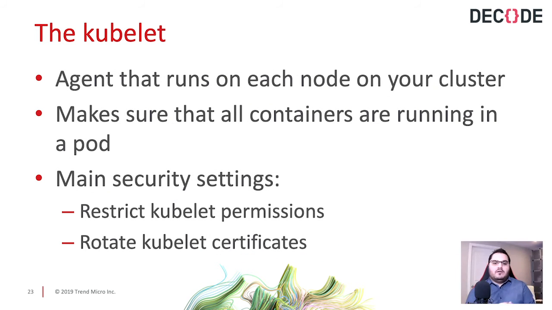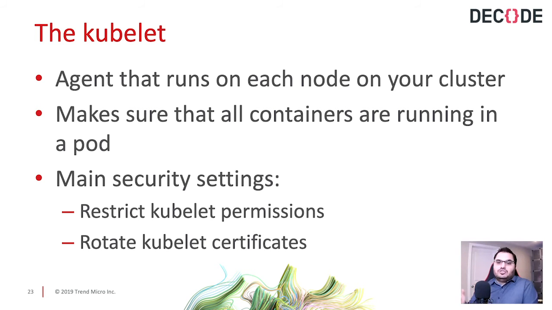On the kubelet side, we mentioned that the kubelet is the agent that runs on each node in your cluster. Even on the master node itself, there is a kubelet running, even though it doesn't show on the architecture diagram. Kubernetes needs it to run the pods that are running on your master node, right? So etcd, the API server, and stuff like that.